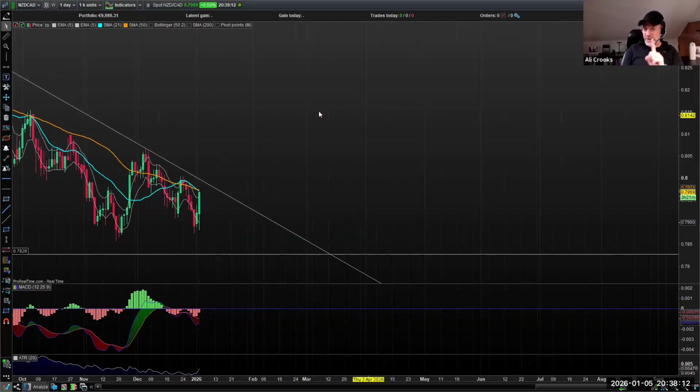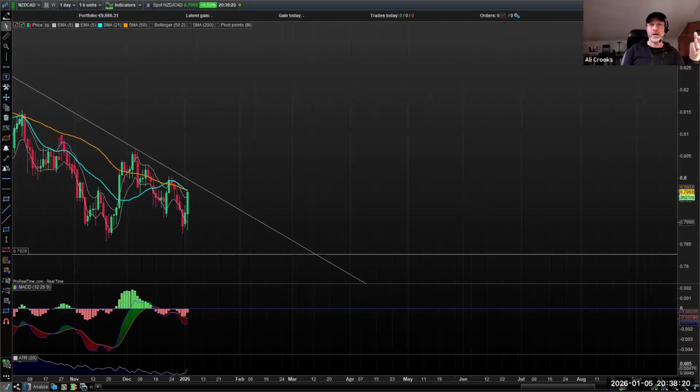So how could we use this as a way of trading with the trend? Okay, now there are examples of where people will show you this.